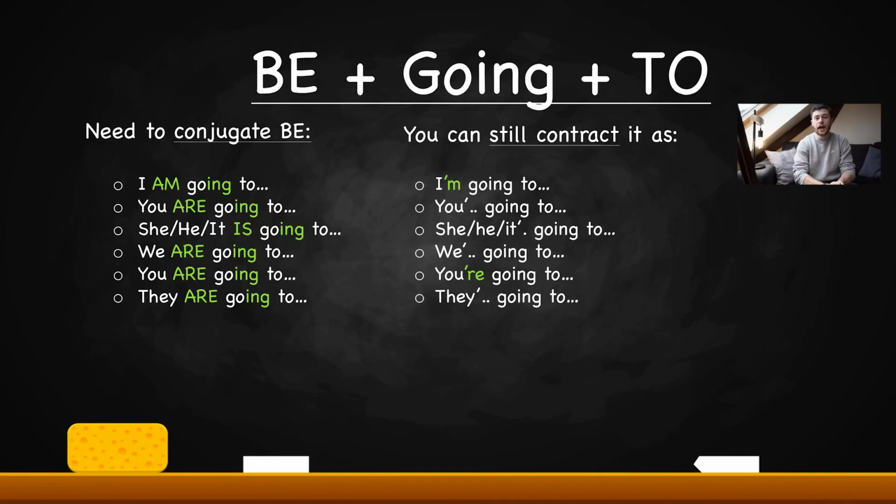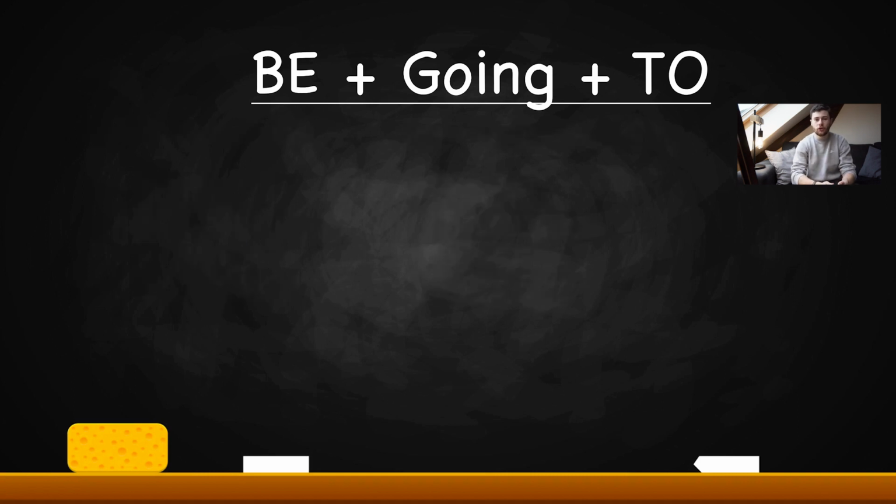You can still contract the auxiliary be into the first one. I'm going to, blah blah blah, you're going to, she's going to, we're going to, and you're going to, and finally they're going to. So again, to make it quicker, to make it easier to say, you can use the contraction. Let's continue.